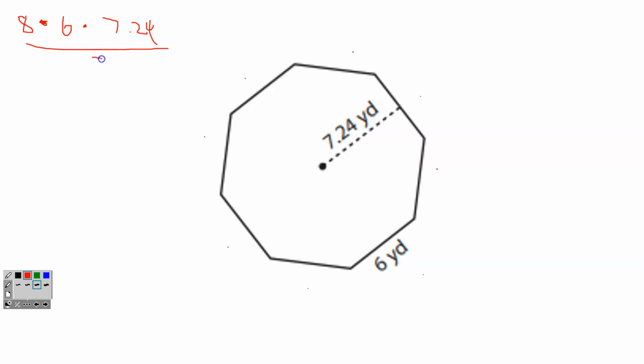And we're going to divide it by 2. So I'm going to type in my calculator 8 times 6 times 7.24 divided by 2. And that gives me an answer of 173.76 yards squared. So if you chose to do the triangle method, just make sure that your answer matches mine.